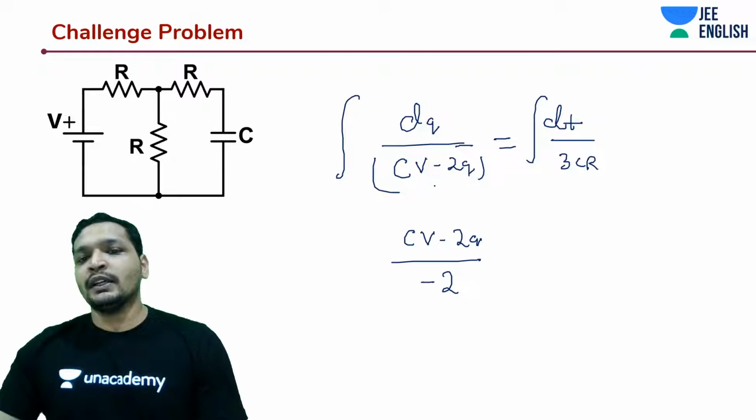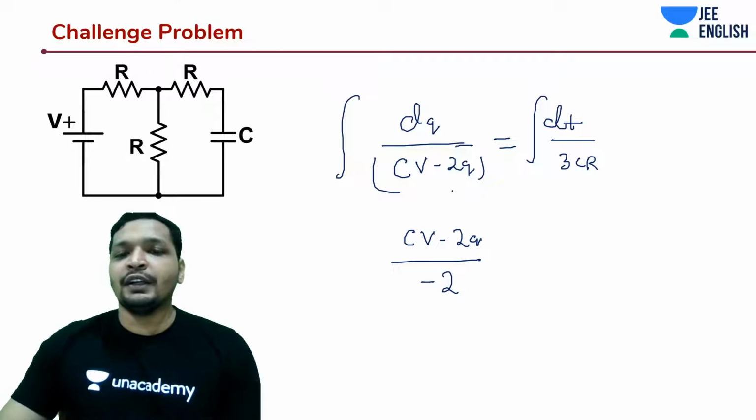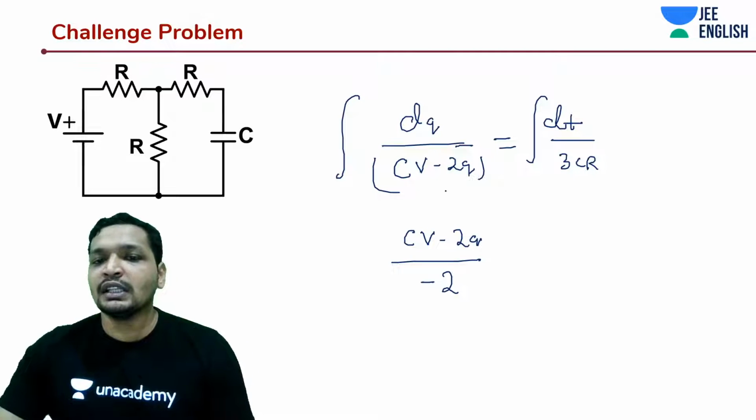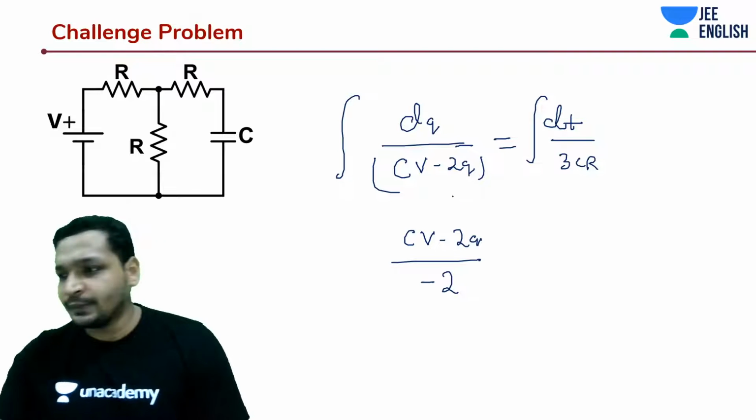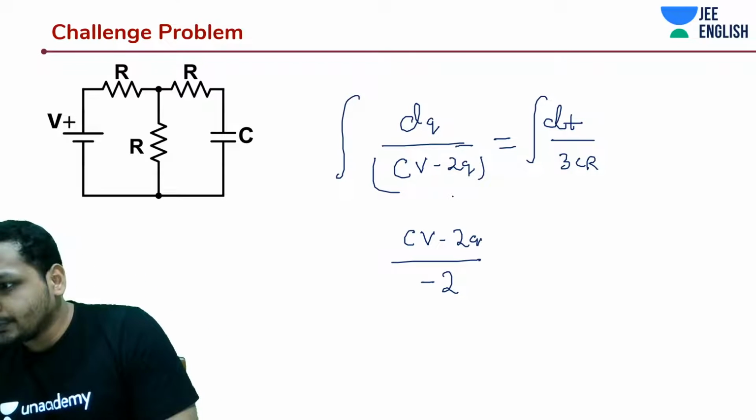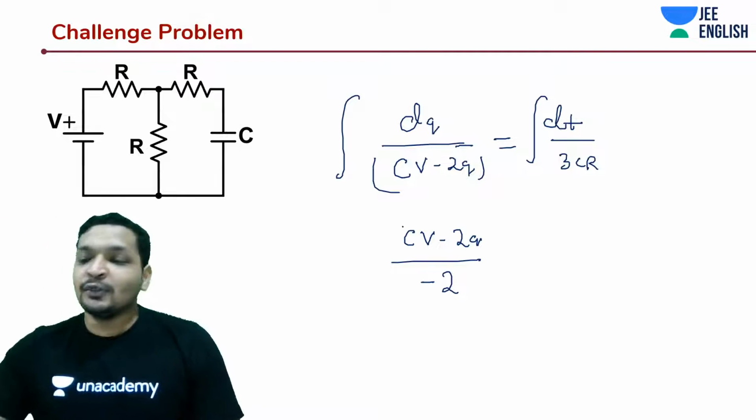This minus 2 would be there. If you have any issues in the integration, you can take this CV minus 2Q as some x, right? Take CV minus 2Q as x.